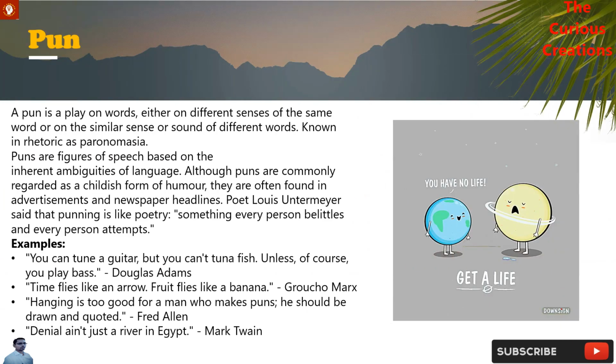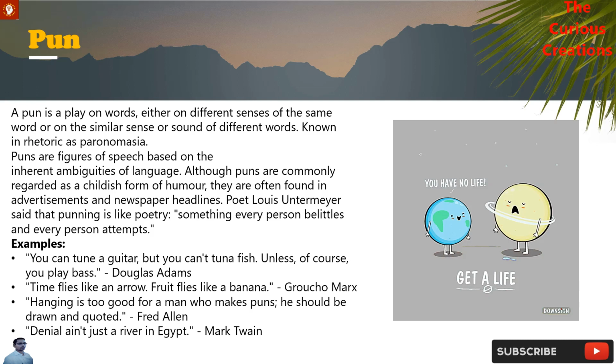Now we have pun. Pun is a play on words, either on different senses of the same word or on the similar sense or sound of different words, known in rhetoric as paronomasia. Puns are figures of speech based on inherent ambiguities of language. Although puns are commonly regarded as a childish form of humor, they are often found in advertisements and newspaper headlines.